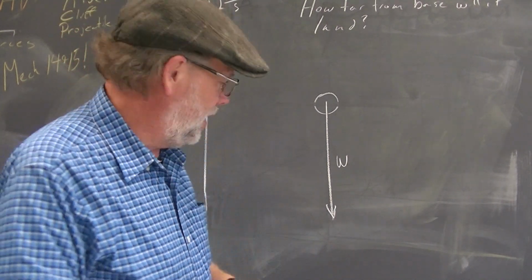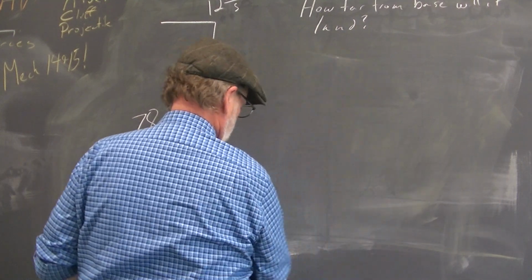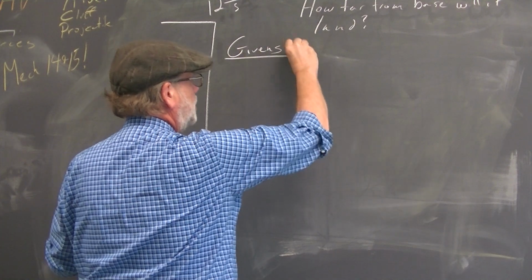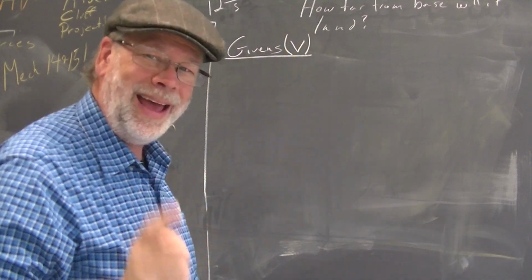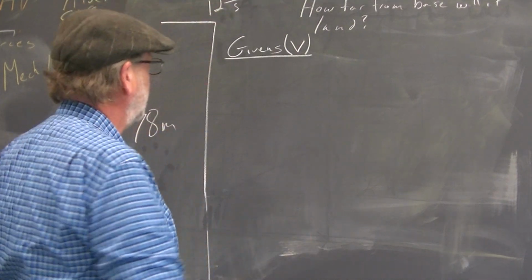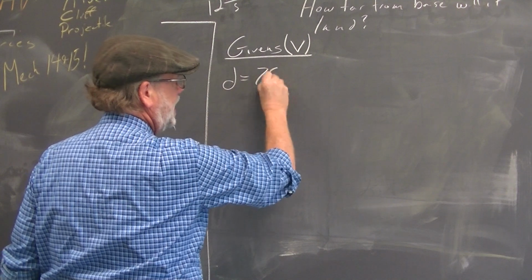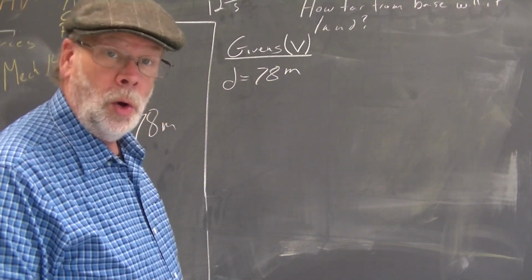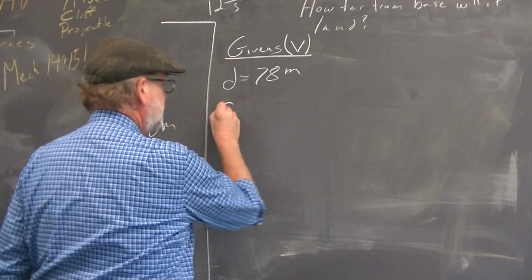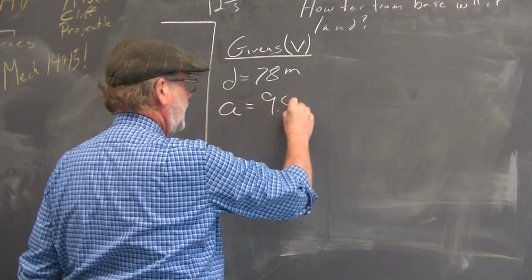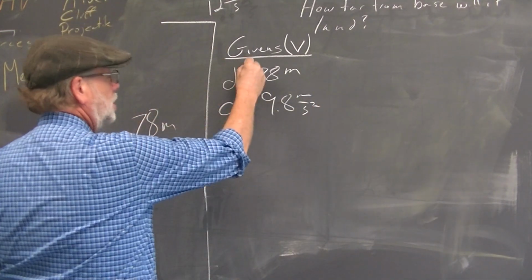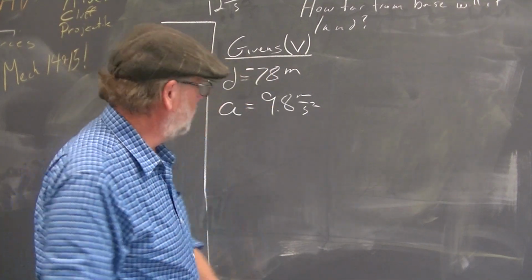So the givens are set up in sort of a new way. The givens now, we write the word givens, but then we put a V after it, indicating that every given here is a vertical, not a horizontal given. All right, so let's think about this. Yeah, we know the distance is 78 meters. Great. Well, is it under acceleration due to gravity vertically? You bet. This is an accelerated thing, so we're at 9.8 meters per second squared. Now we understand we're going down, so we make that negative. Acceleration due to gravity is negative.